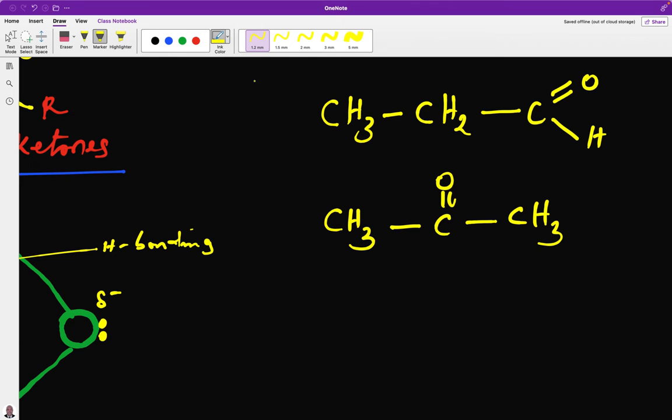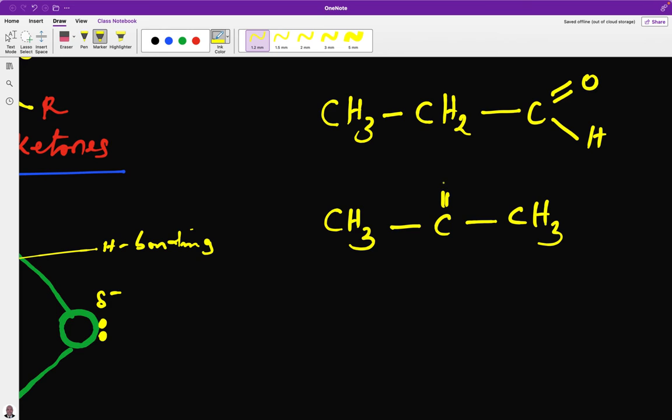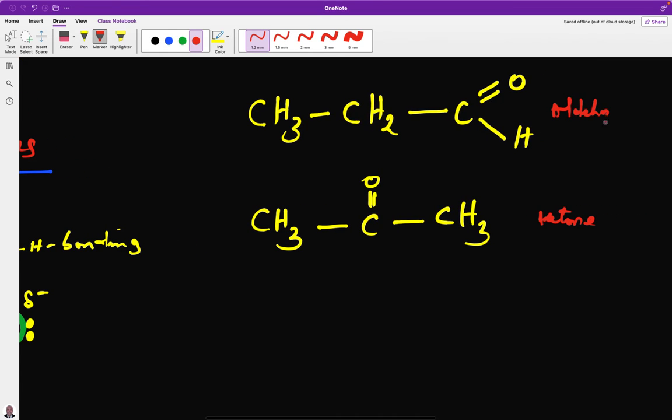This is propanol. These are ketones. This is a ketone. This is a ketone. And this is an aldehyde. This is an aldehyde. All of them have the same molecular mass. We expect their boiling point to be the same. But that is not the case.